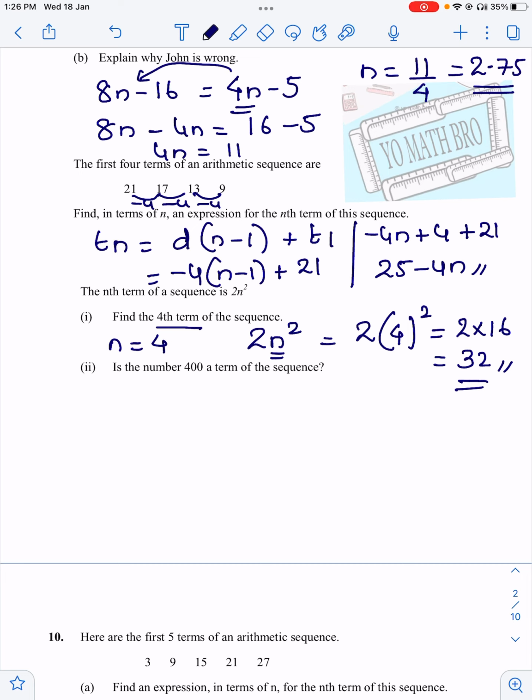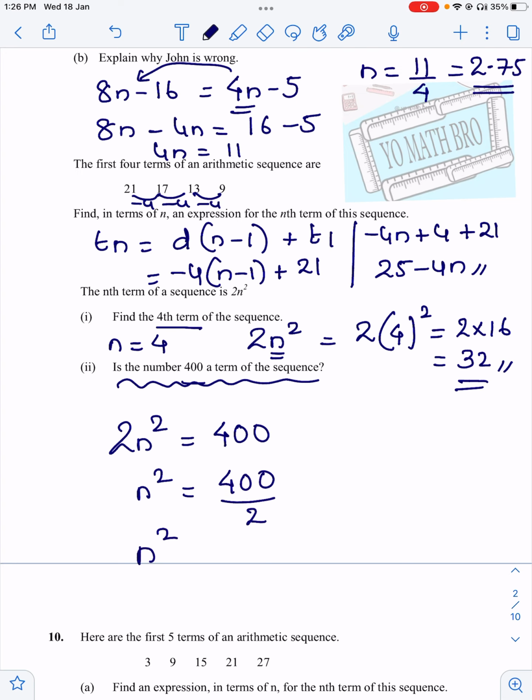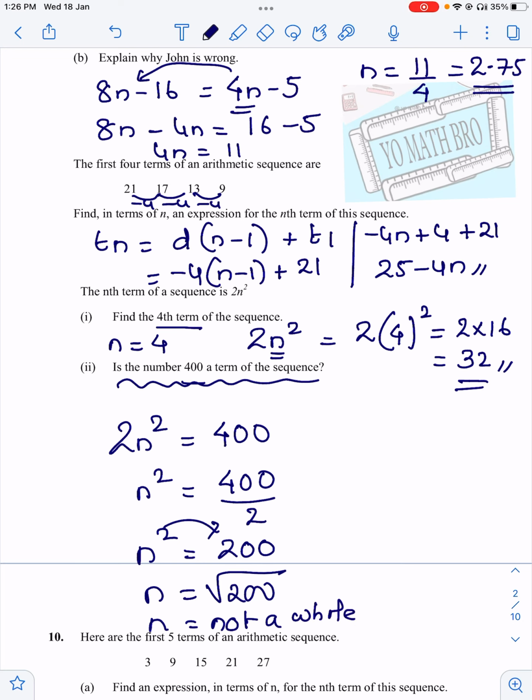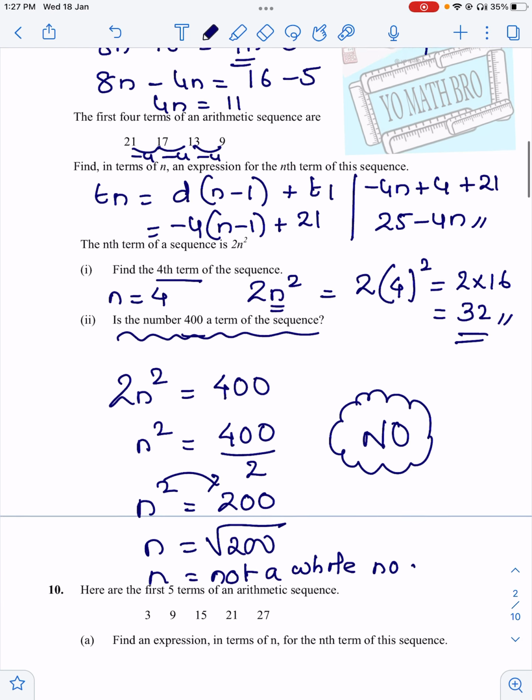Now they are saying, is the number 400 a term? So I told you, whenever you get this kind of statement, write the formula, write equal to and write that number. 2 goes that side, because it was multiplied here, it goes that side and becomes divided. So I get n square is equal to 200. n is equal to, when square goes that side, it becomes root of 200. My dear students, you will not get a whole number, because 200 is not a square number. So my answer is no. So this was a question in which we had square.